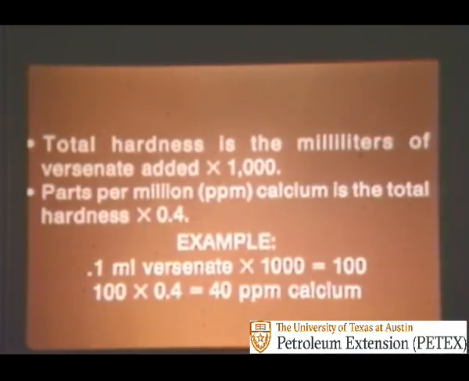Total hardness is the milliliters of versinate added times 1,000. Parts per million calcium is the total hardness times 0.4. For example, if 0.1 milliliters of versinate were added, then 0.1 times 1,000 equals 100. 100 times 0.4 equals 40 parts per million calcium.